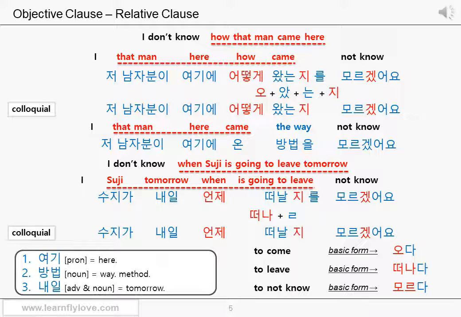In spoken Korean, you can get rid of the object particle. It will sound just fine. 수지가 내일 언제 떠날지 모르겠어요. But remember that if you want to emphasize the object, you better add an object particle. 수지가 언제 떠날지를 모르겠어요. Very good.